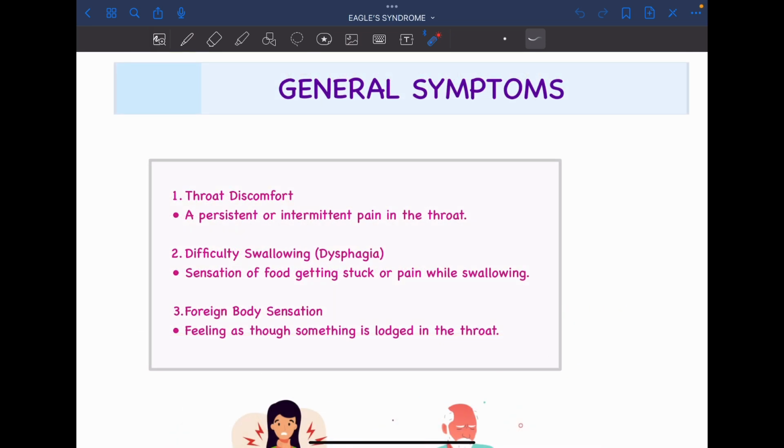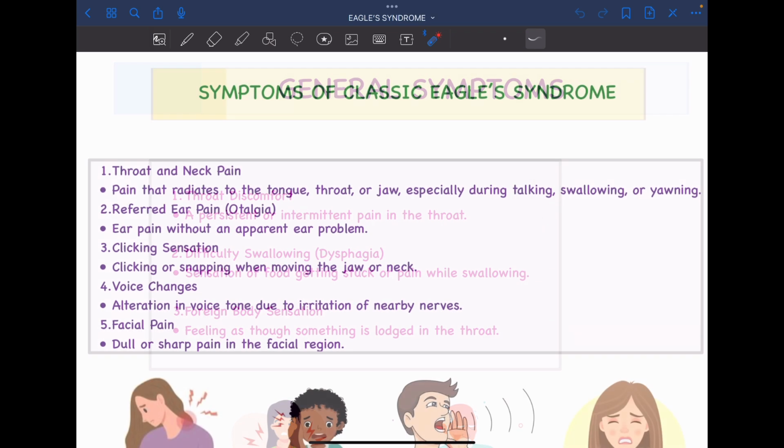Let's move on further towards the general symptoms. Okay, now these will be common for both classic as well as the stylocarotid syndrome. The first one is throat discomfort, then we have dysphagia and sensation of a foreign body lodged in the throat. These three are common for both of them.